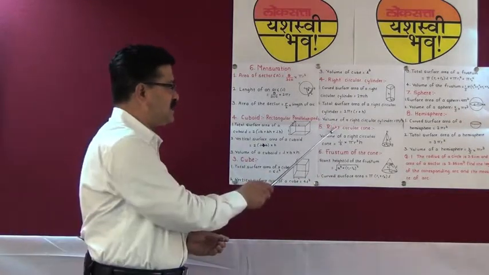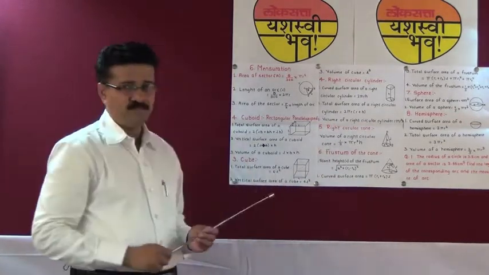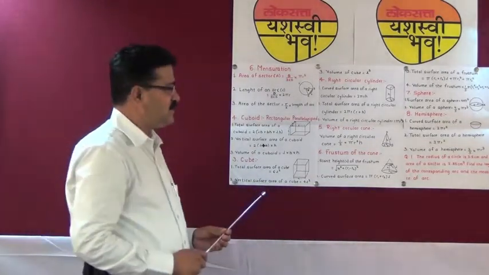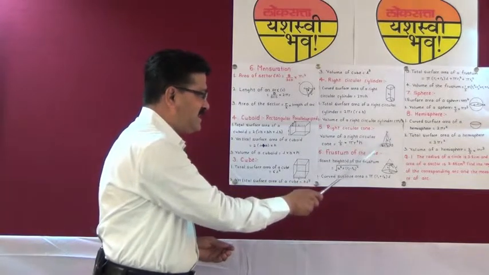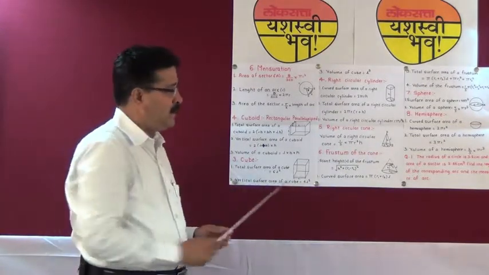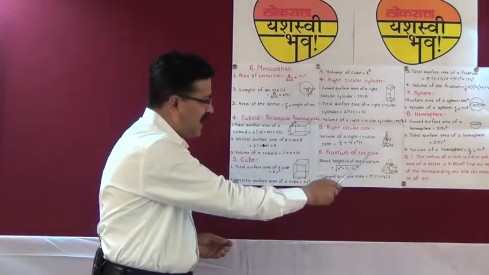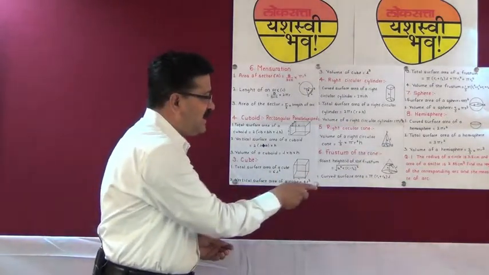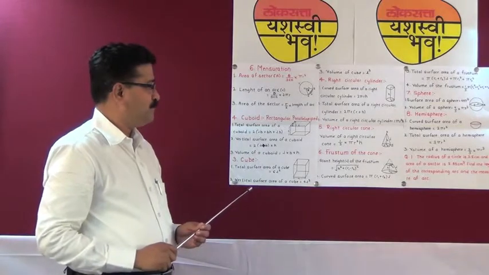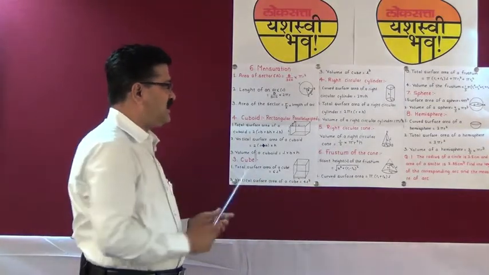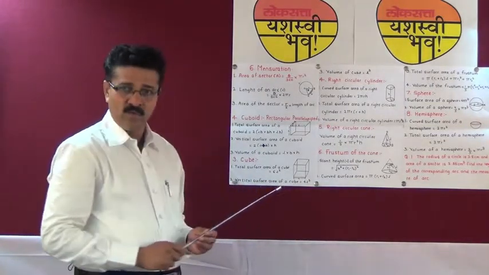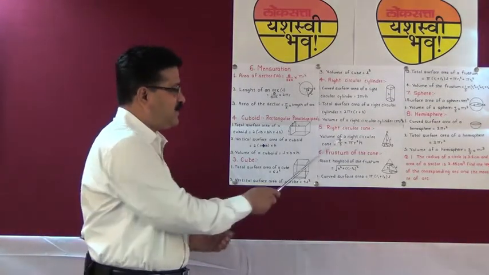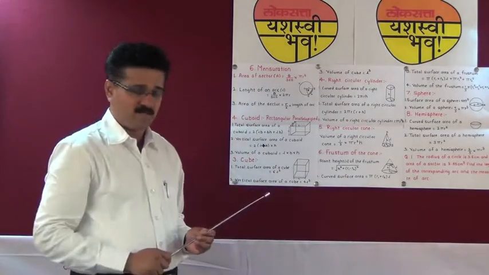The next figure is right circular cone. It has 3 dimensions. First, height h, that is the perpendicular height. The slant height is L, and r is the radius of the base. So the volume of a right circular cone is given by 1/3 pi r square h.